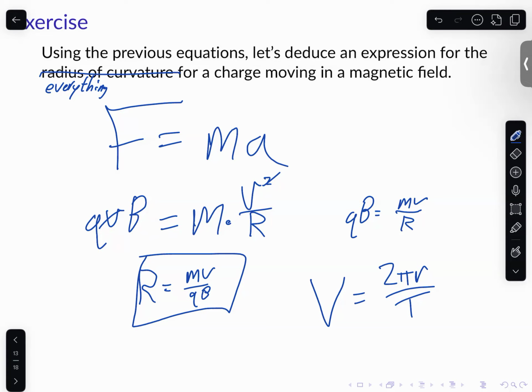What's 1 over period? What does it tell you instead of seconds per cycle? What's the reciprocal? 1 over period is frequency. So I've always seen this written as 2 pi r f. 1 over period becomes frequency.